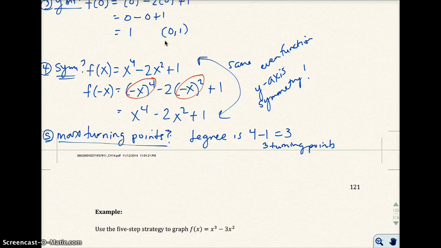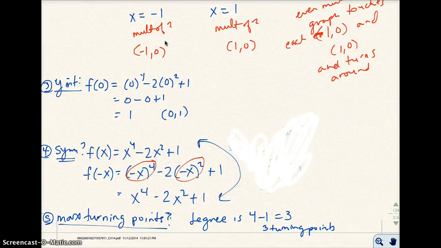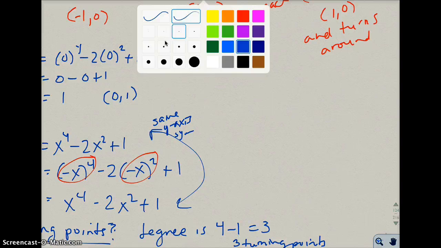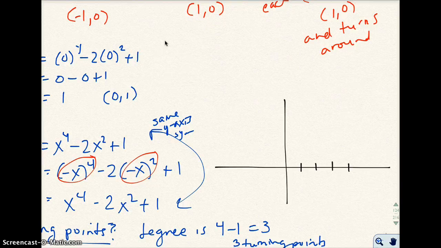Okay. I have some room here, so I'm going to erase this. I'll recopy this: same y-axis symmetry. I need some room here, and I'm going to draw a graph here, as if I'm using graph paper. Go ahead and draw the tick marks here.